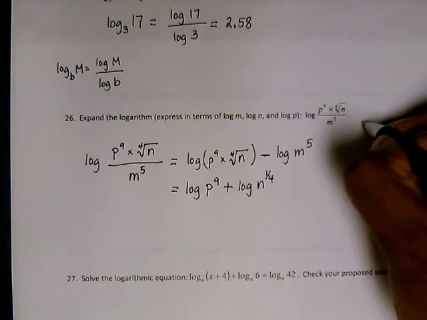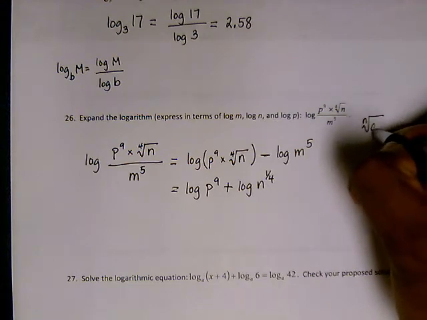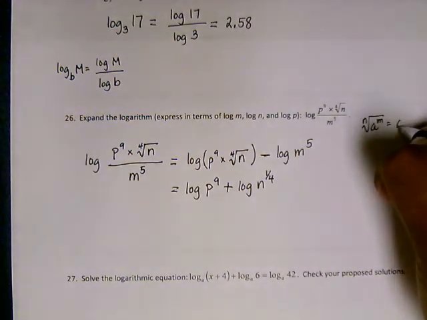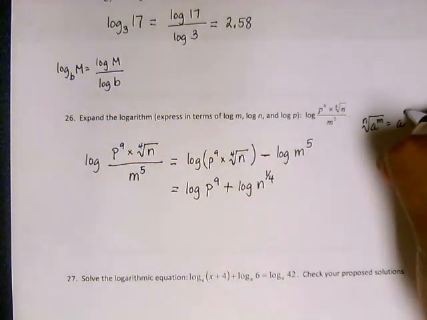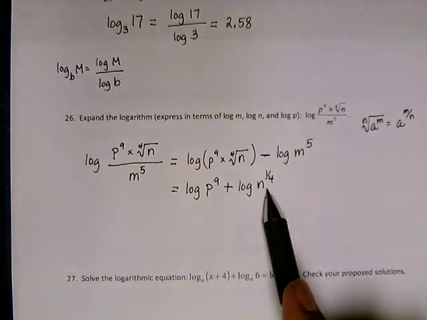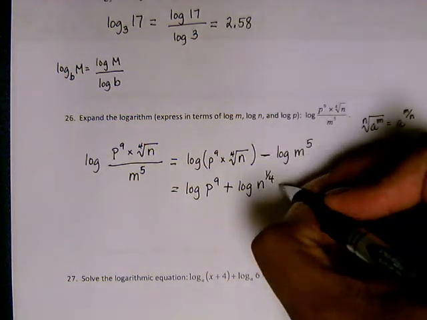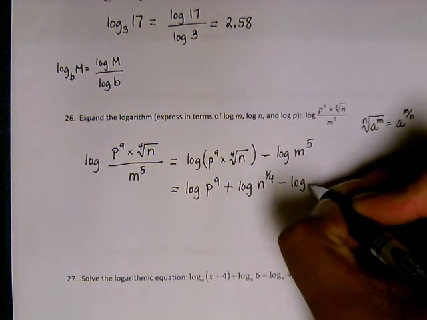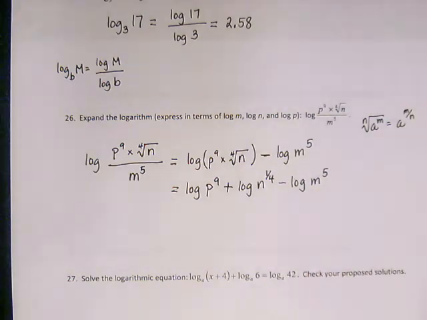I'm applying the rule where you have the nth root of a to some power of m, bring over the a, your m will be the numerator, and your n, which is your index, that's your denominator. So the 4th root of n will be n to the 1/4. And then I'm going to bring down the minus log of m to the 5th.